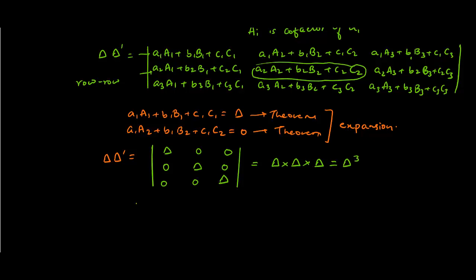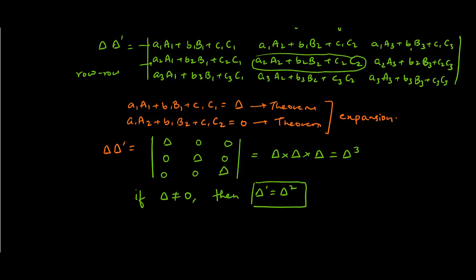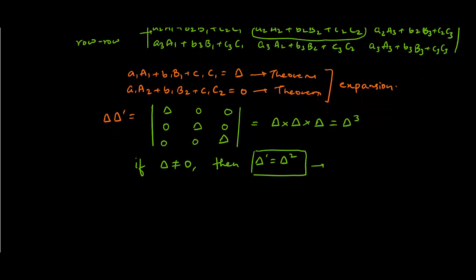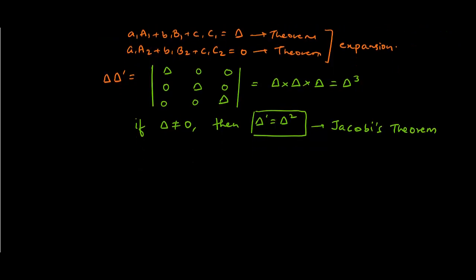And if delta is not equal to 0, then we get delta dash is equal to delta square. This particular result is called Jacobi's theorem. All right. So we can also generalize this result.